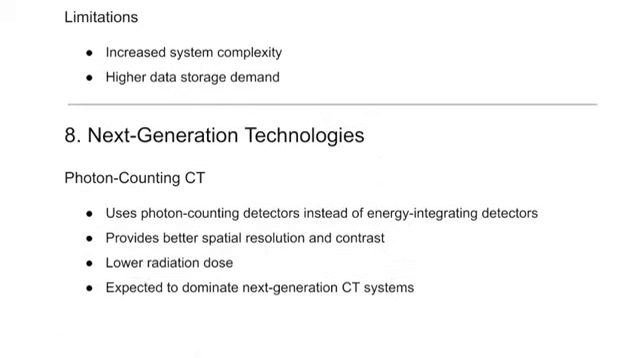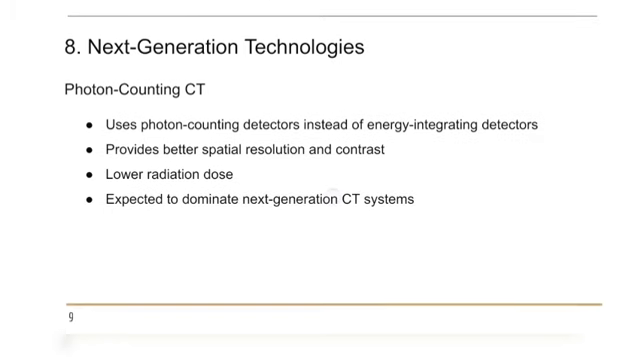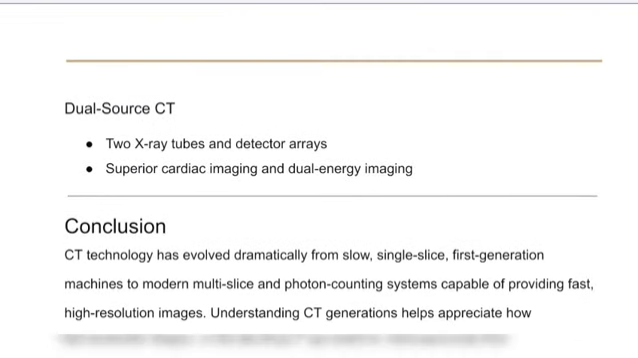Next are the following next generation technologies. That is photon counting CT. It uses photon counting detectors instead of energy integrating detectors. It provides better spatial resolution and contrast. That is, it has a lower radiation dose and is expected to dominate next generation CT systems. Next are dual source CTs. There are two X-ray tubes and detector arrays, giving super cardiac imaging and dual energy imaging.